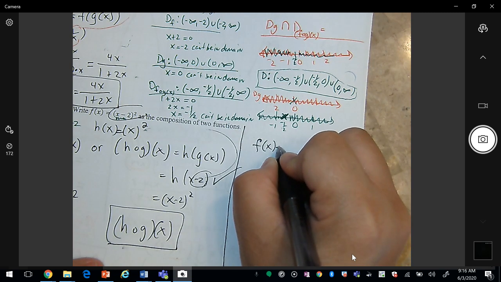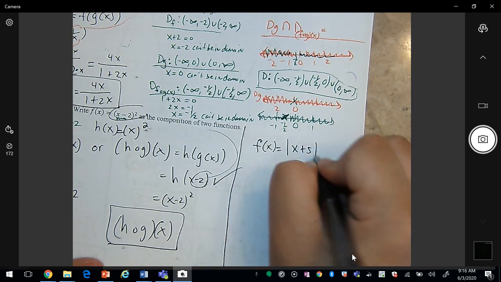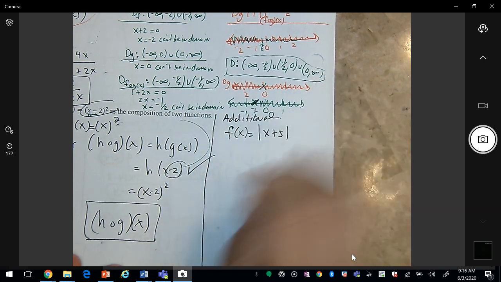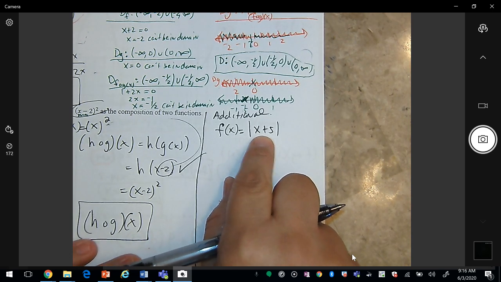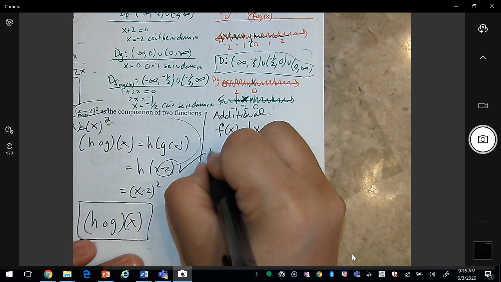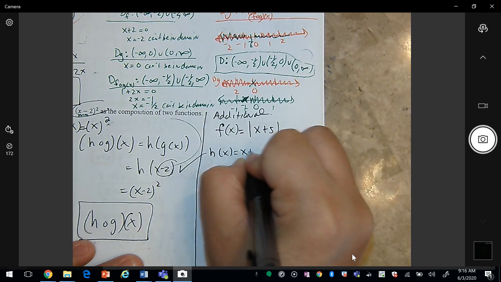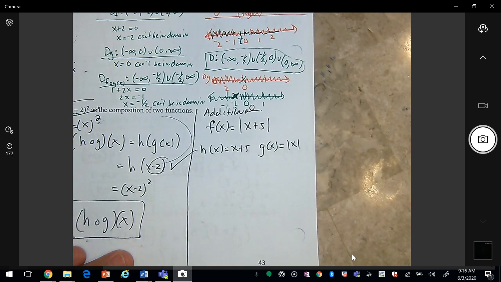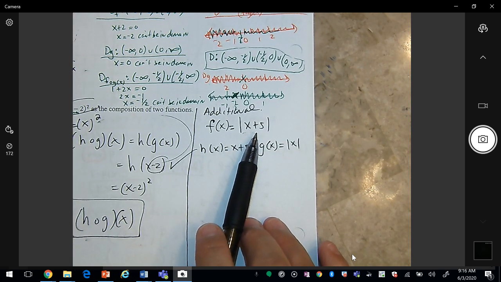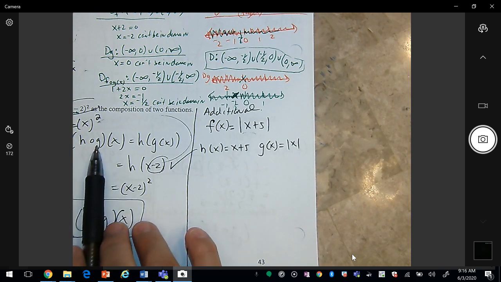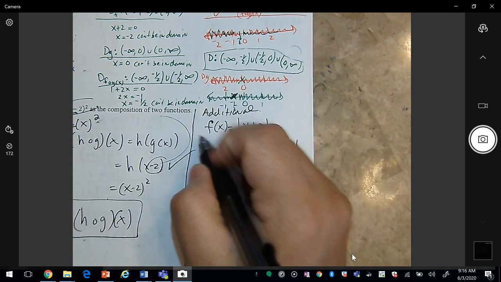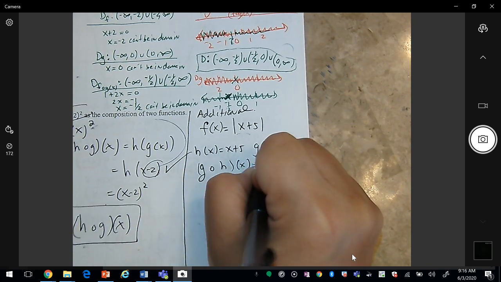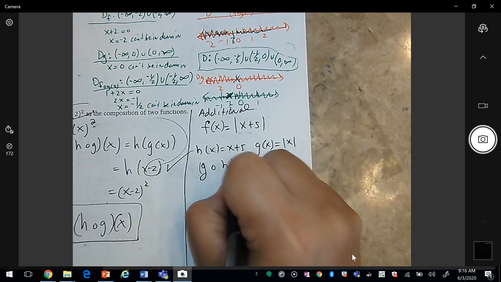f of x is equal to absolute value of x plus 5. And we want to find two functions. So whatever's on the inside of the absolute value, you can call that one of the functions. And then the absolute value sign, you can call that your second function. Well, the inside function is always going to be that second function here. So I can say, okay, that this is going to be g composed with h of x. And then you can check your work to make sure it does work.